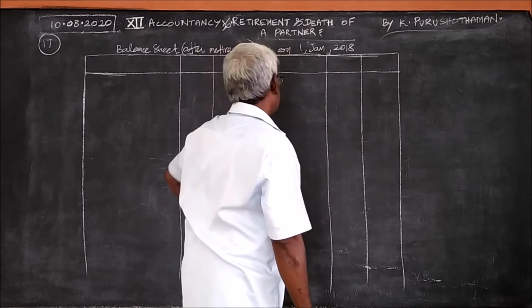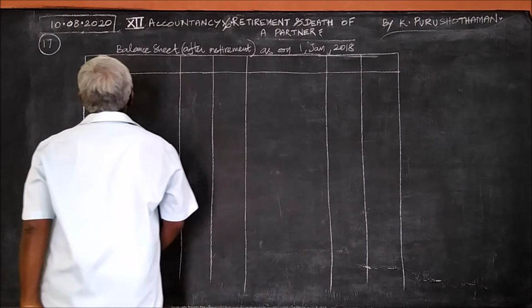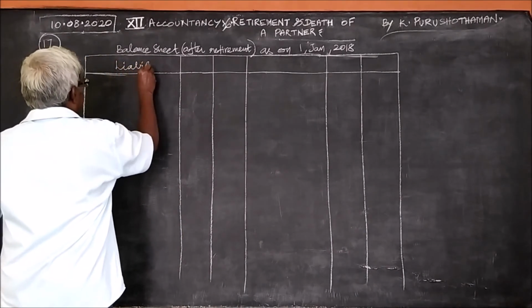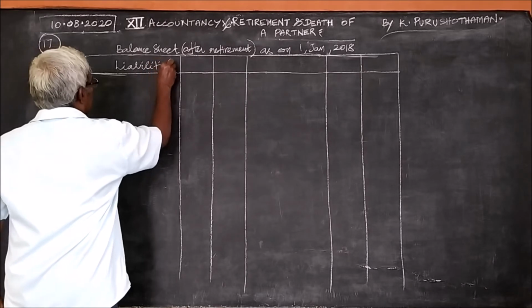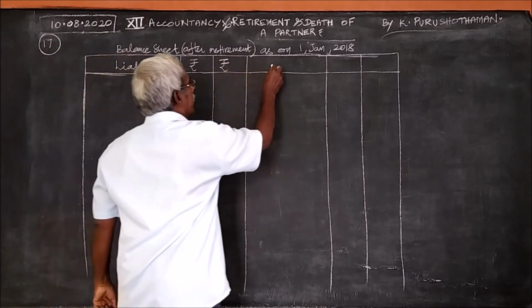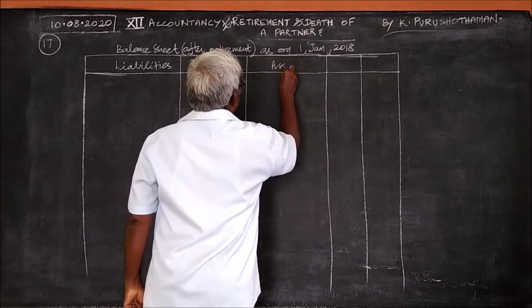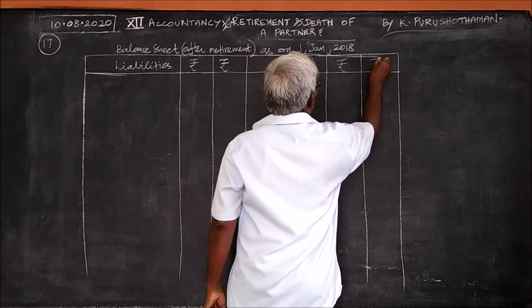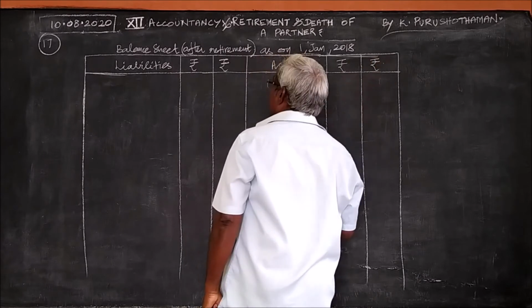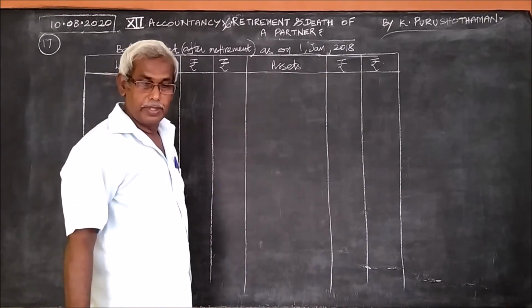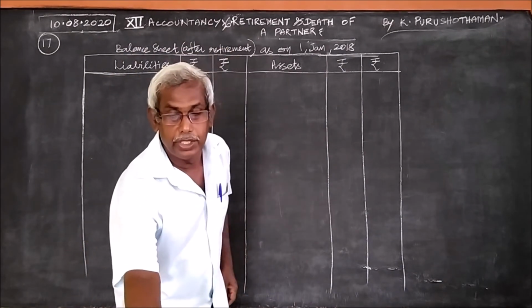It is not necessary to write both. So what are the headings you know already? Liabilities, rupees, and assets, rupees. This is the format of the balance sheet. Now we will attend to it one by one.